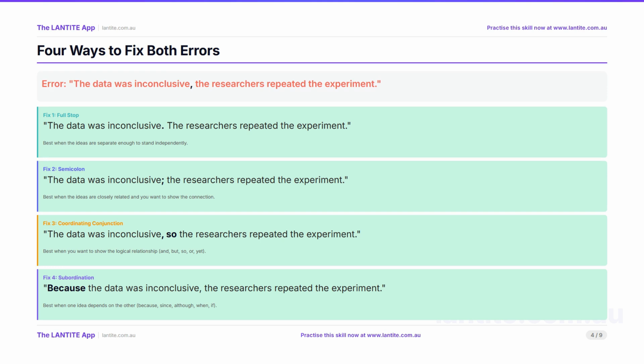Fix 3. Add a coordinating conjunction. The data was inconclusive, so the researchers repeated the experiment. This shows the logical relationship. The main conjunctions are and, but, so, or, and yet. Fix 4. Subordination. Because the data was inconclusive, the researchers repeated the experiment. This makes one clause dependent on the other, using words like because, since, although, when, or if.